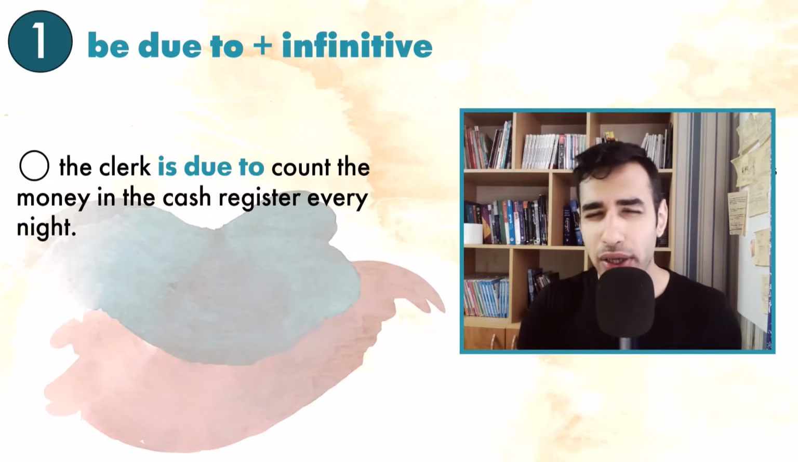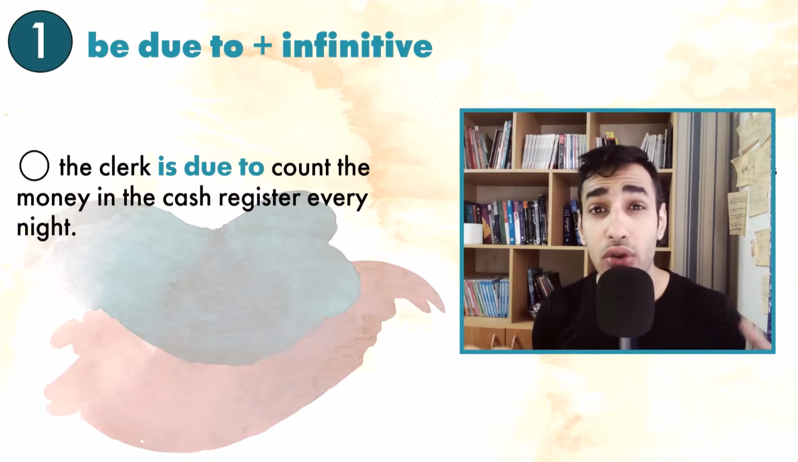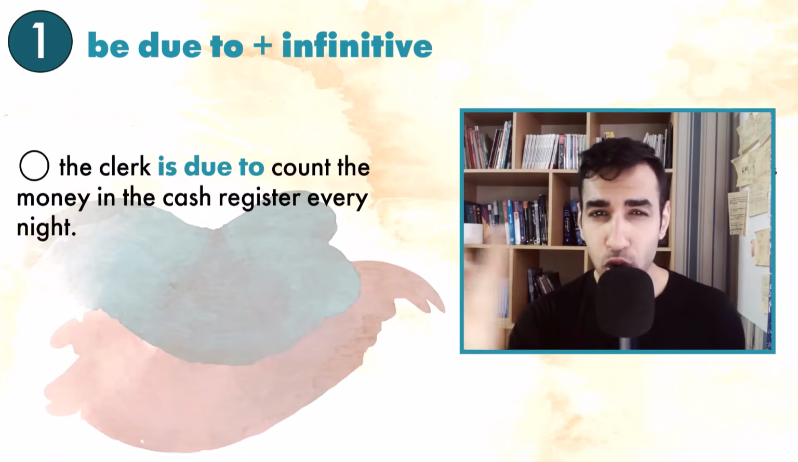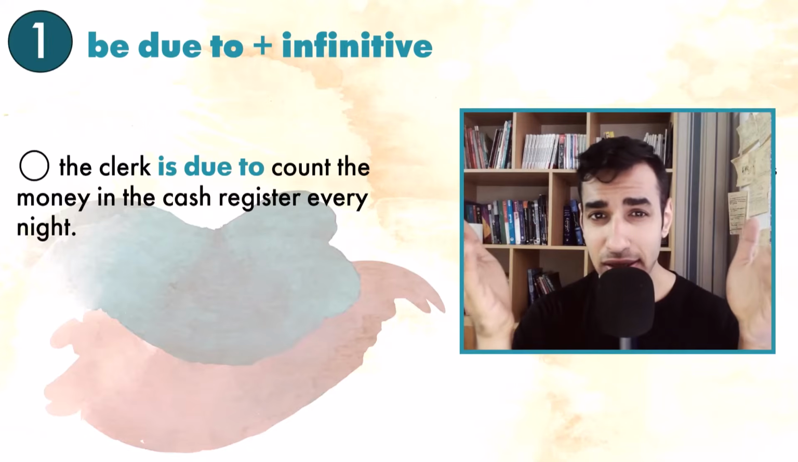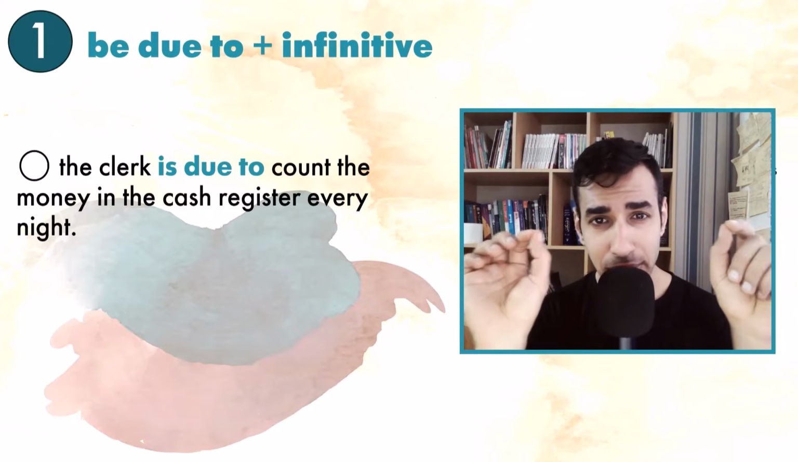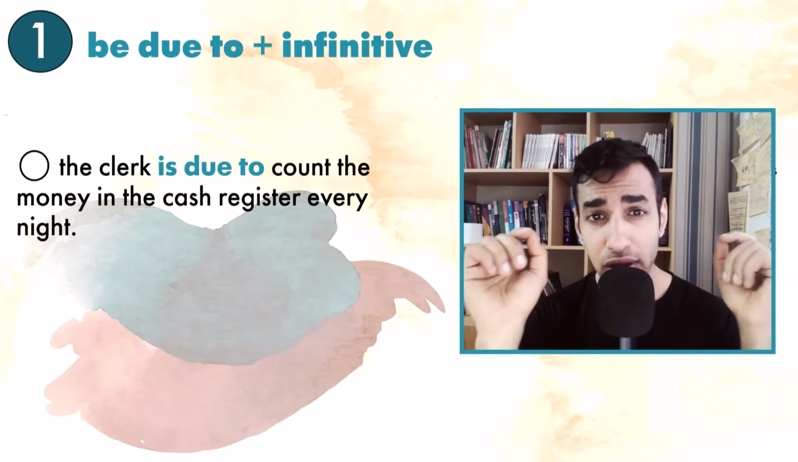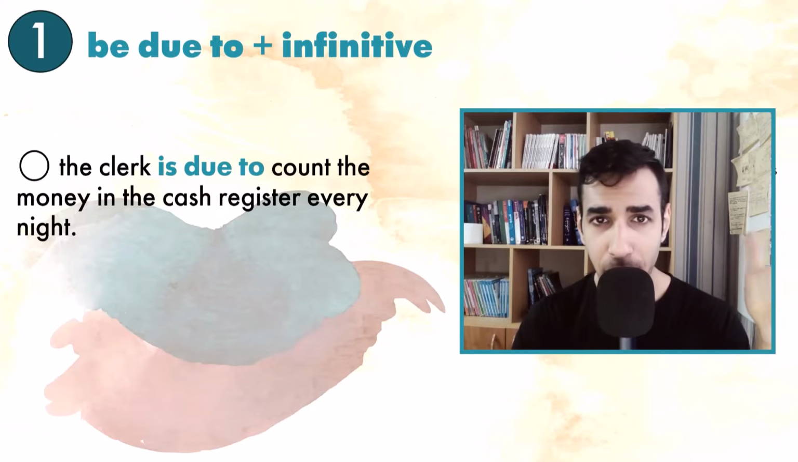Be due to is used to talk about things that are planned or expected from someone, that are expected to happen at a certain time. We use be due to with time expressions mostly. Either the sentence itself has a time expression, or the sentence following, or the previous sentence, you find a time expression in the whole paragraph. The time is obvious and clear when using this structure.